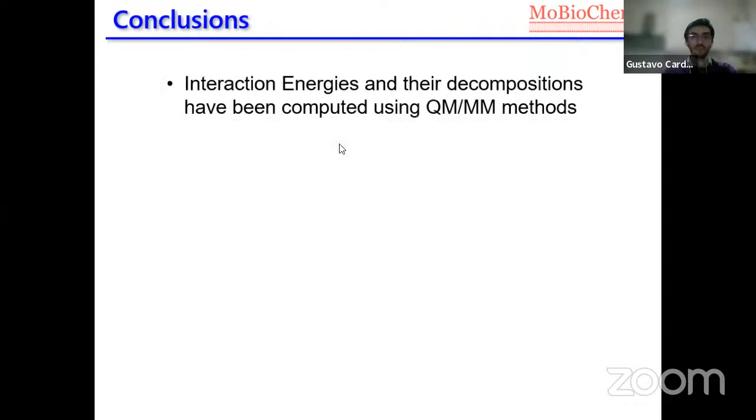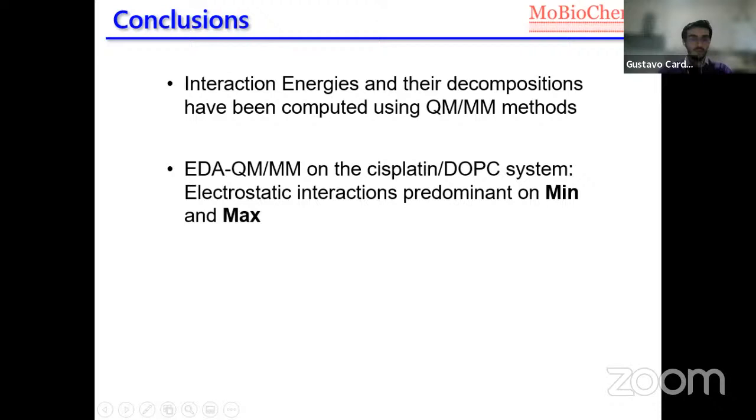So what have we seen here? First of all, we have performed quantum mechanics, molecular mechanics, energy decomposition analysis, and of course, computing interaction energies as well. This is one of the results that we observed in the last slide. So the electrostatic part is predominant outside and inside a membrane, basically.